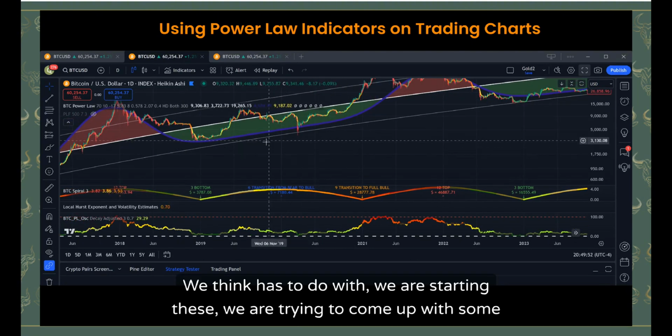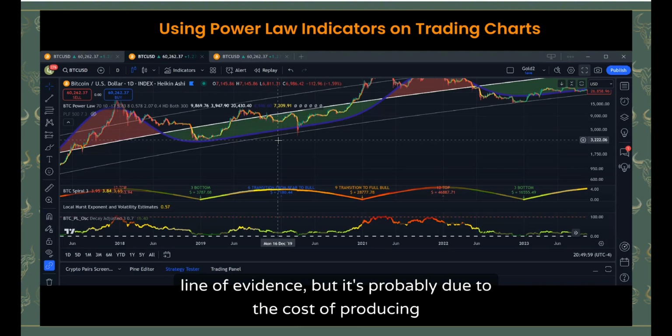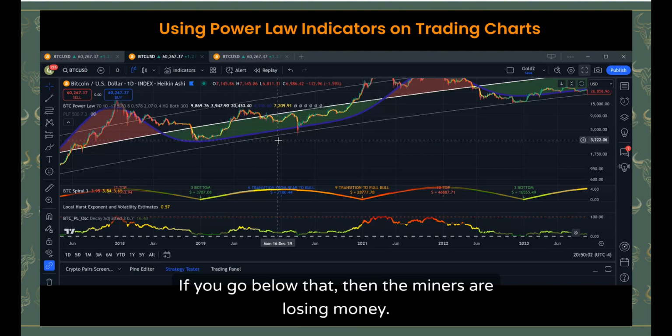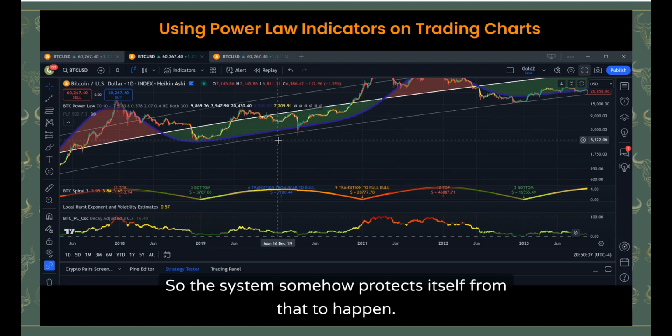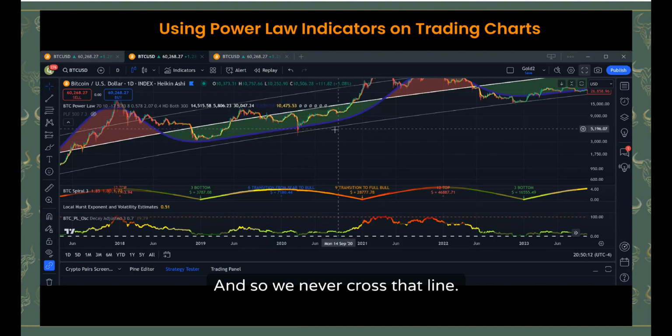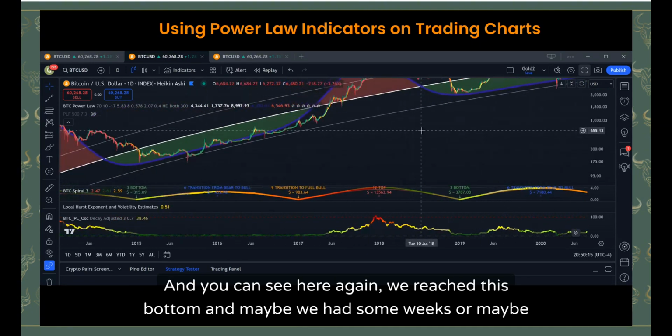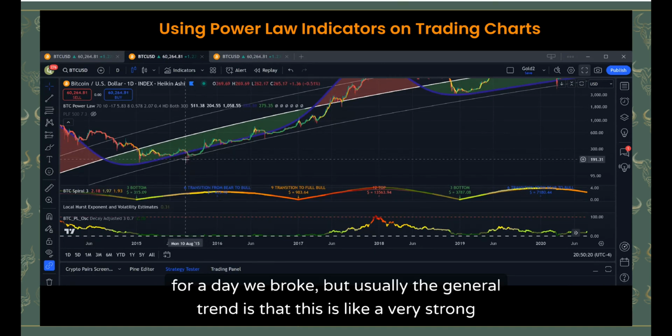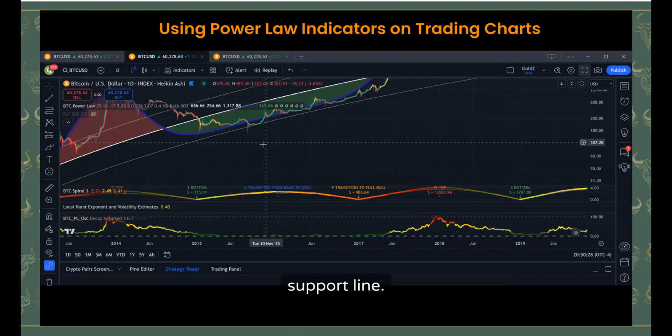We are studying these, trying to come up with some line of evidence, but it's probably due to the cost of producing Bitcoin. If you go below that, then the miners are losing money, so the system somehow protects itself from that happening. And so we never cross that line. Again, we reached this bottom, and maybe we had some weeks, or maybe for a day we broke, but the general trend is that this is a very strong support line.